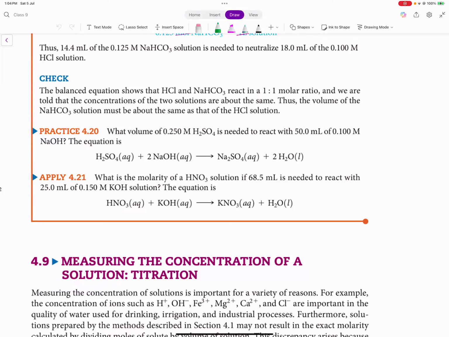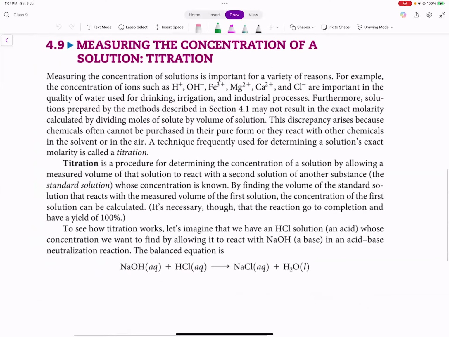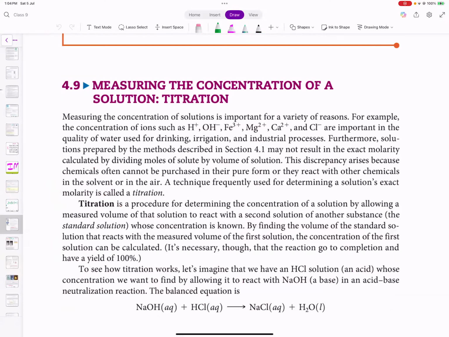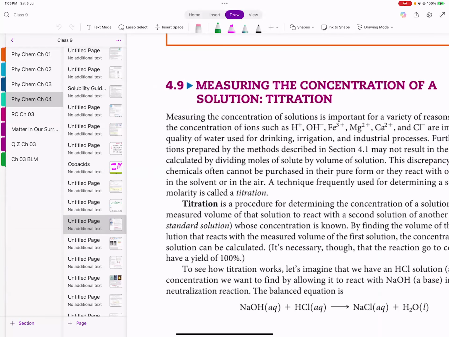Very nice, very nice, very nice. So we'll just come to titrations in a while.